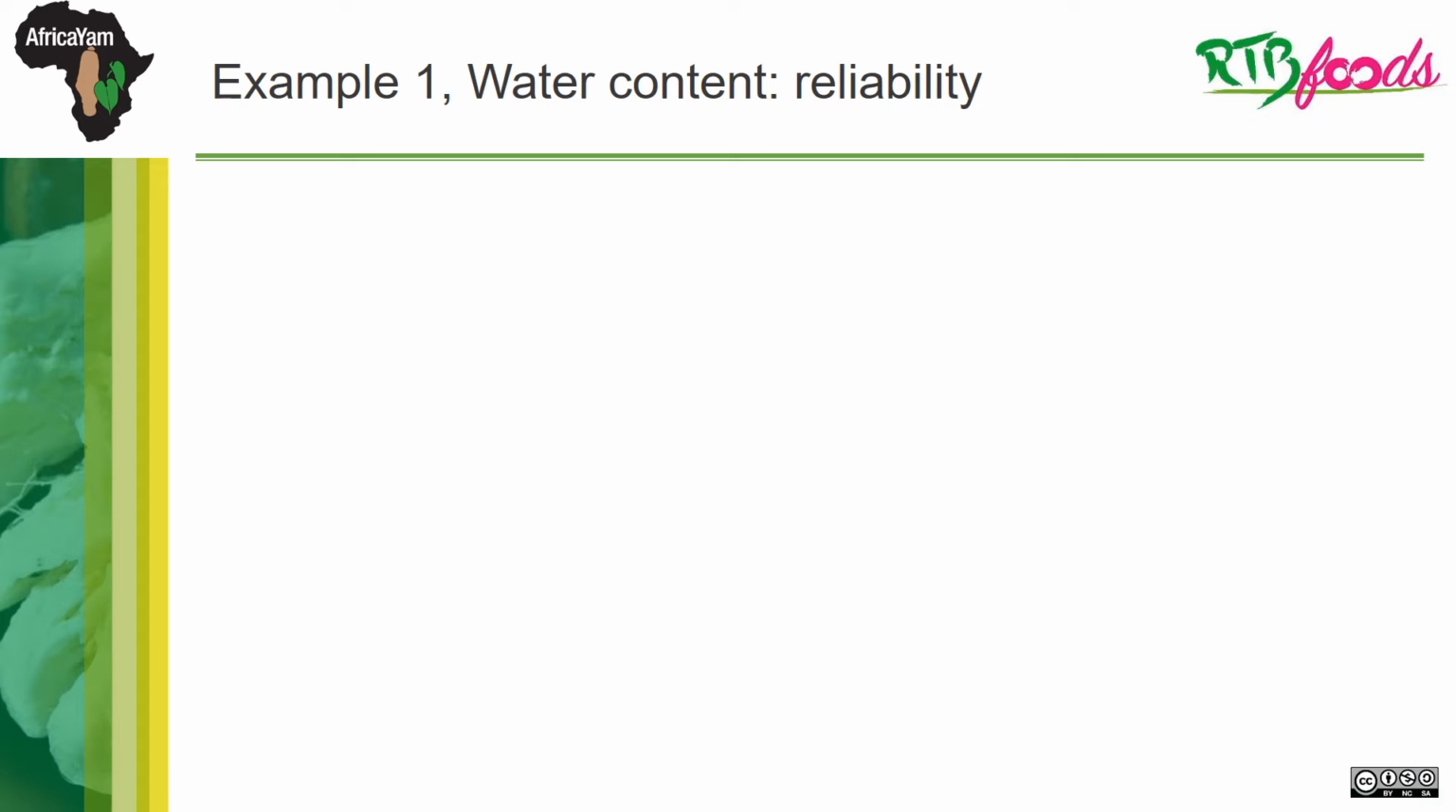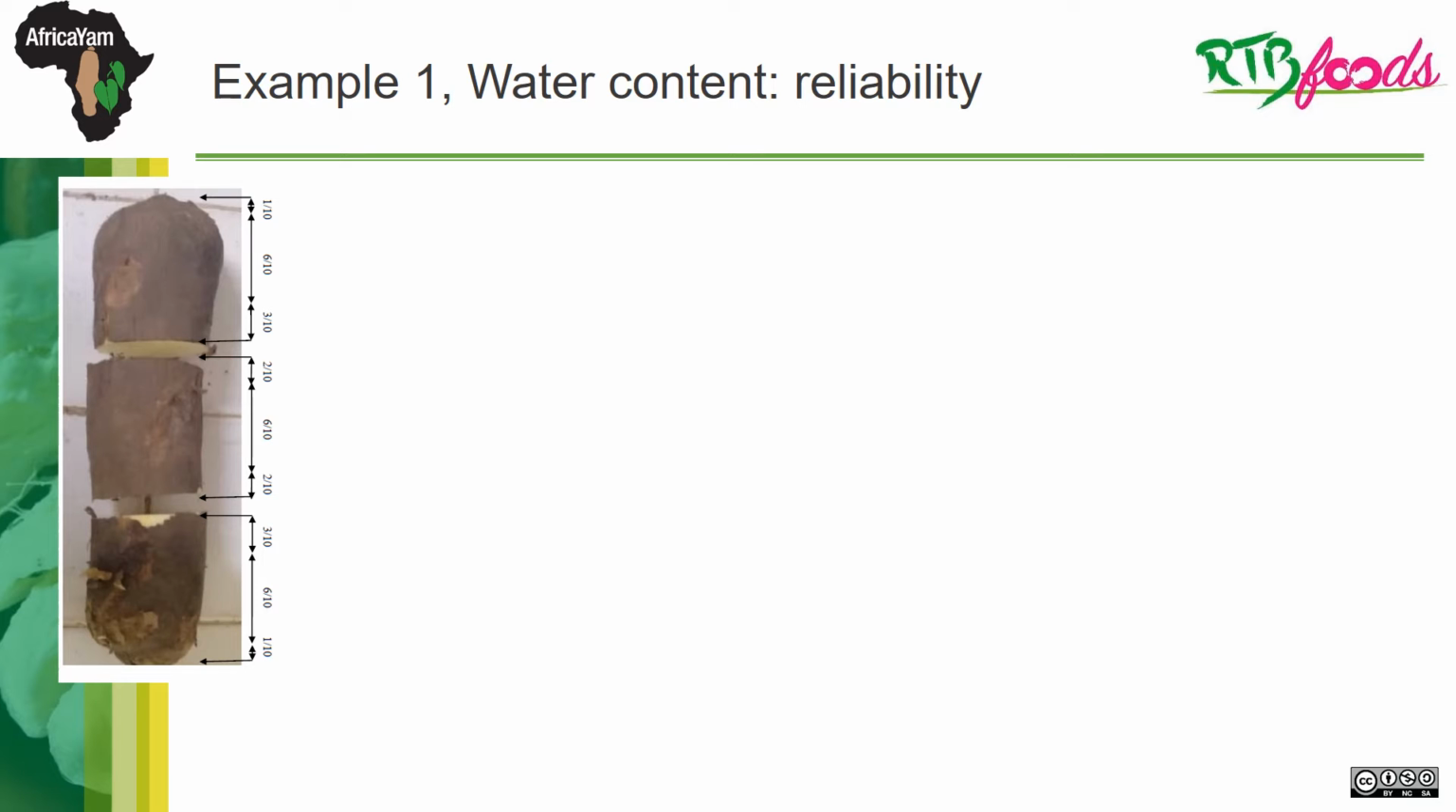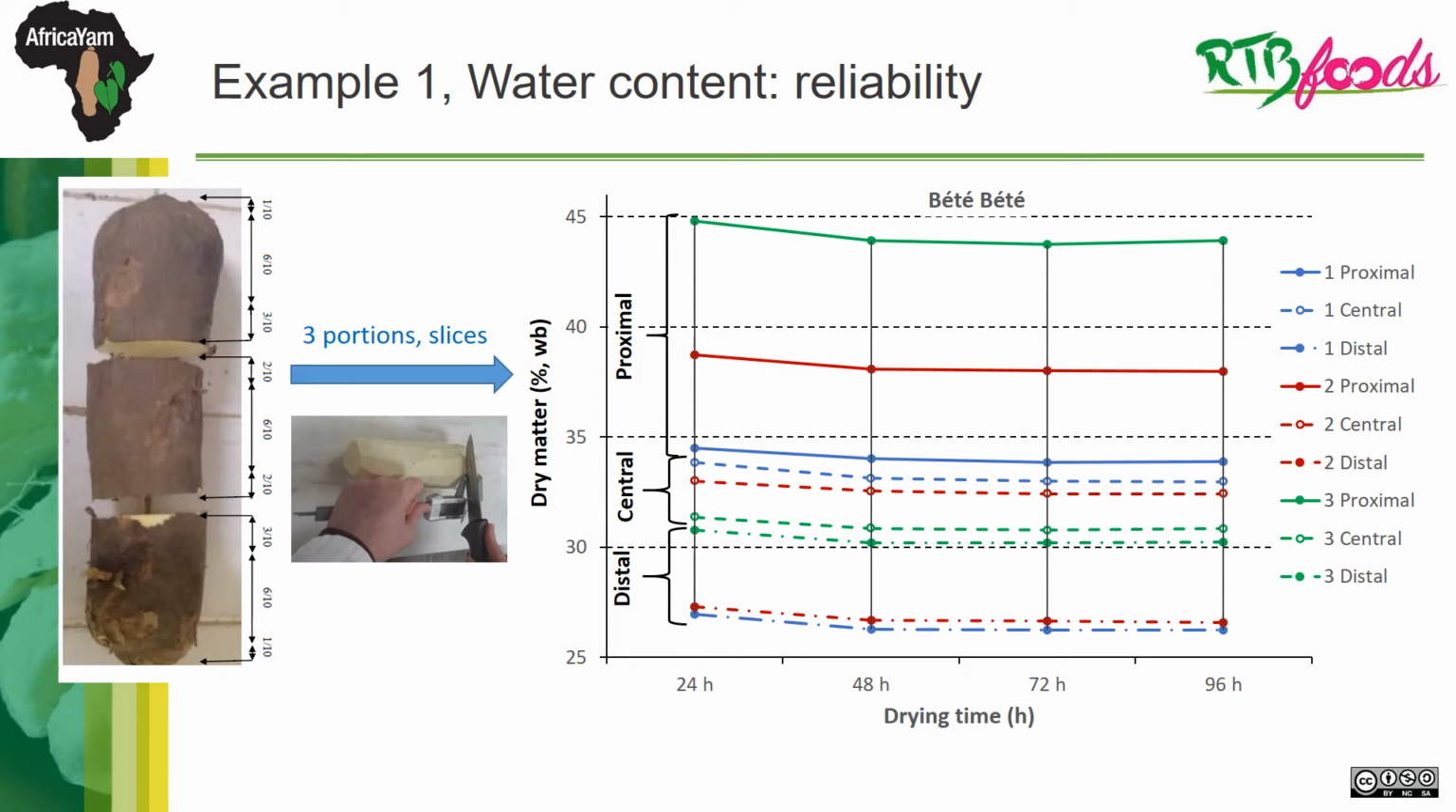So, concerning the reliability of water content, we will see that it is problematic, and it is the same for all the components in the case of yam. If you look at the tubers, you can separate 3 portions, for example, slice the tuber, and determine the water content in the proximal, central, and distal portions.